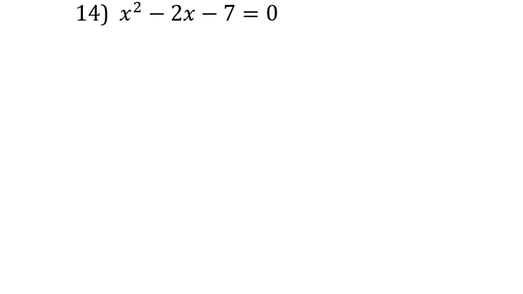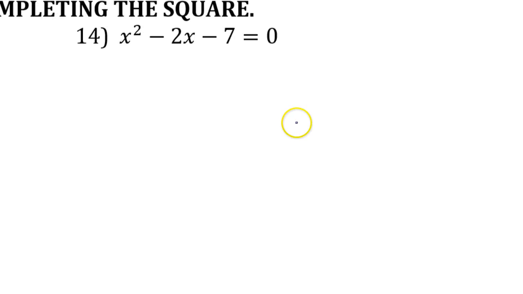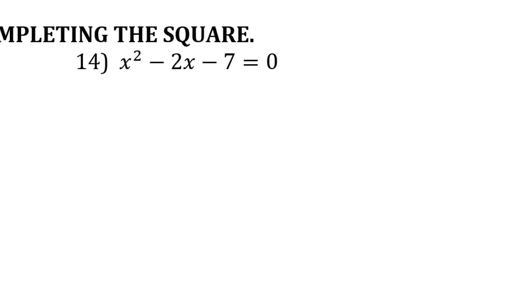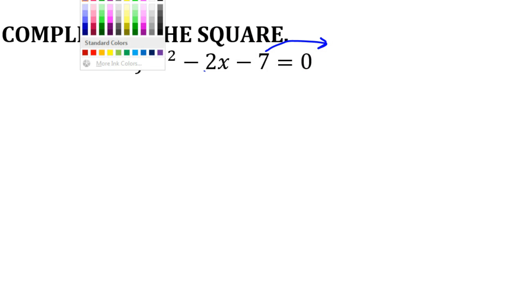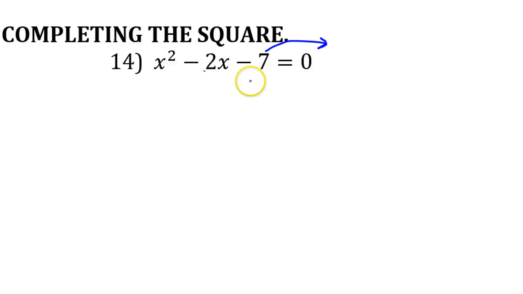Take a look at number 14. Now, this time there's a number here in the way. We're still completing the square. But we need to make this number a special number, and negative 7 is not it. It's not half the middle squared. So what I recommend is your first move should be to move that negative 7 out of the way. The way we can do that is by adding 7 to both sides.